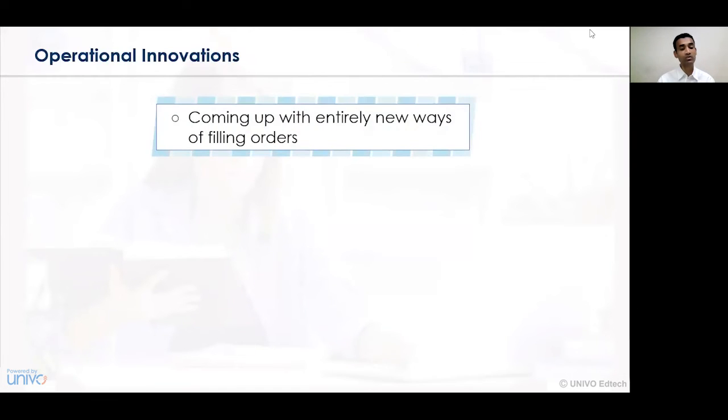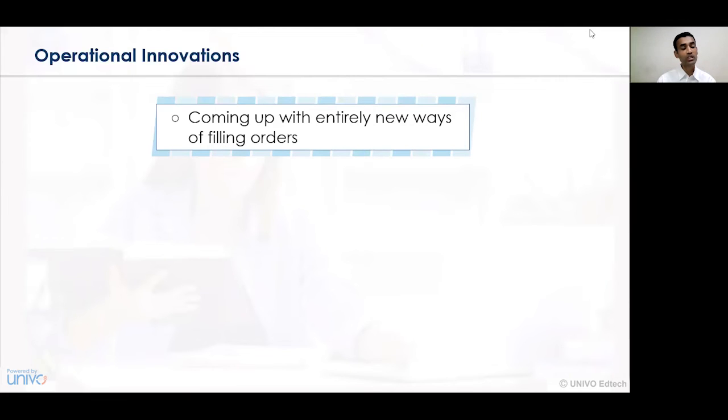Now let us understand the various operational innovations that are applicable in service innovations in a business organization. Various operational innovations come up with entirely new ways of fulfilling orders. So new ways of fulfilling orders can be created, and on those ways the operational innovation as a new strategy can be implemented in the business organization.